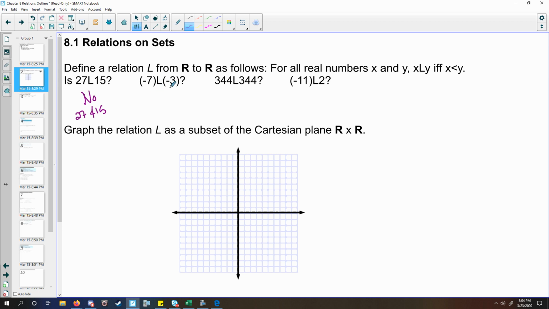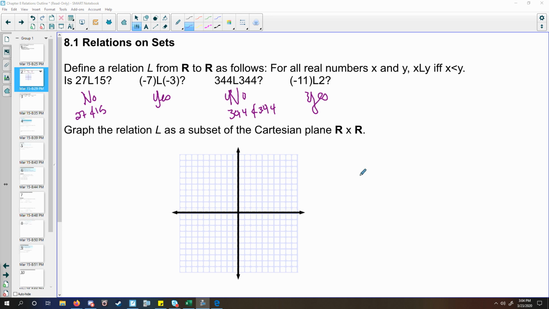-7 is less than -3, so we can say yes, this is true. 344 is not related to 344 because it's not strictly less than. So 344 is not less than 344. And last but not least here, -11 is in fact less than 2, so yes, this is a member of the relation.